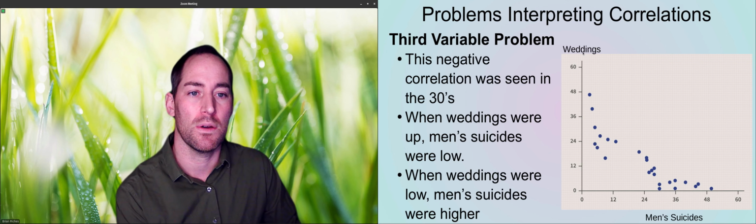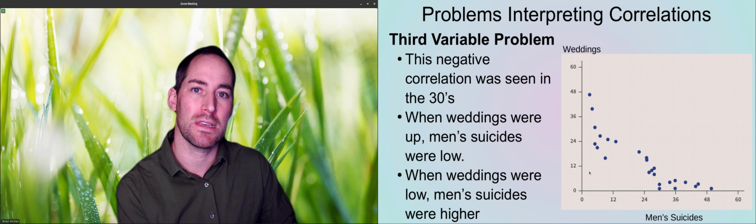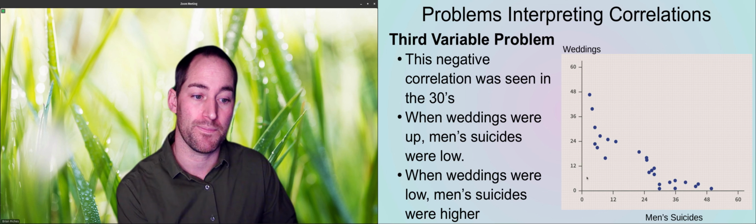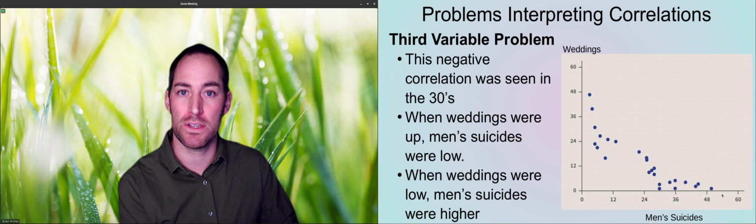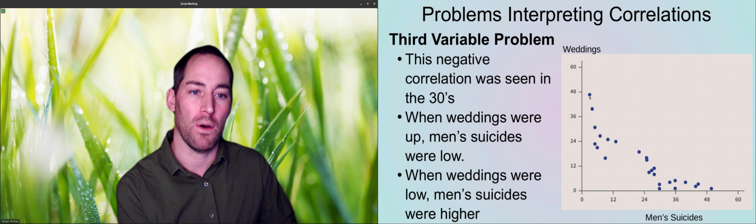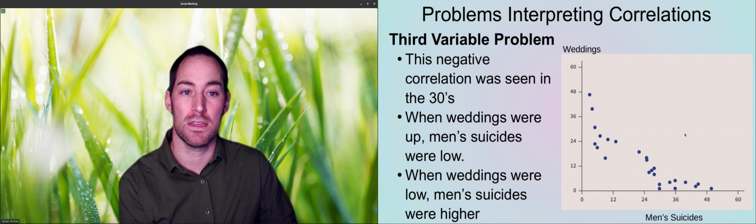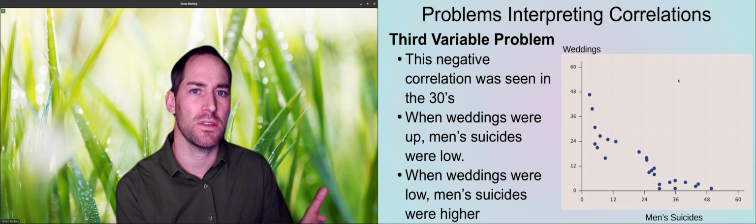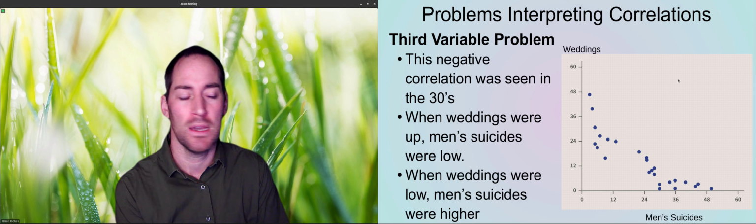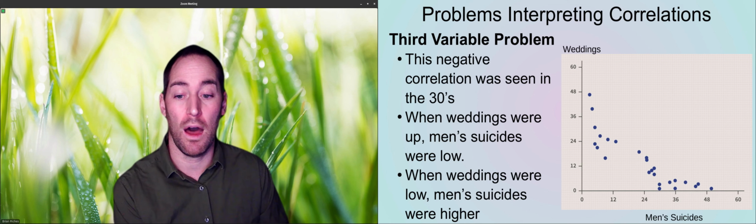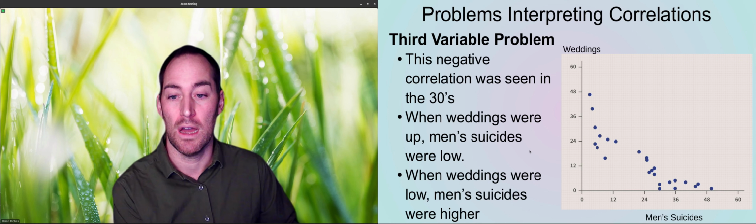In the 30s, we saw that when there were times of fewer weddings, we had higher men's suicides. So on times when there were lots of weddings, so this is weddings right here, very few, if any, men's suicides. When there were very low weddings or no weddings, there were a lot more men's suicides. So were the weddings causing the suicides or the suicides causing the weddings? It's a very sad statistic, but no, obviously it was not these causing one another.